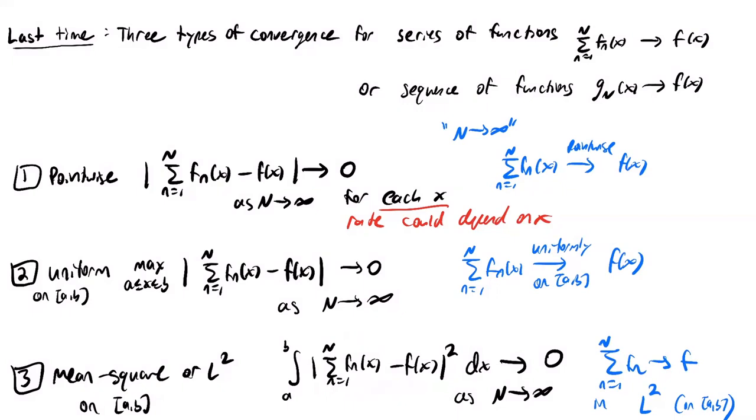and I require that this whole integral converges to 0 as n goes to infinity. So this is not a pointwise definition, because you're taking into account at once all the values between a and b in an integral sense, and you want the integral of the difference to go to 0 as n goes to infinity. And so if this happens, we say that the series converges in L2 on this domain, or in the mean square sense.